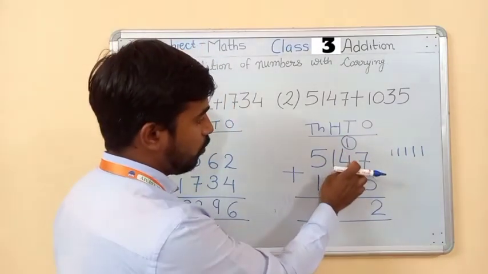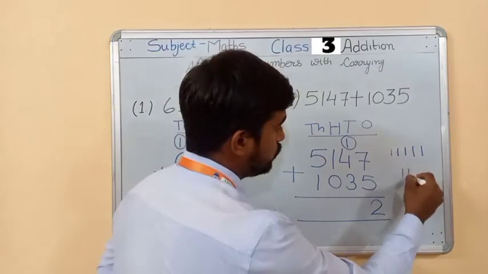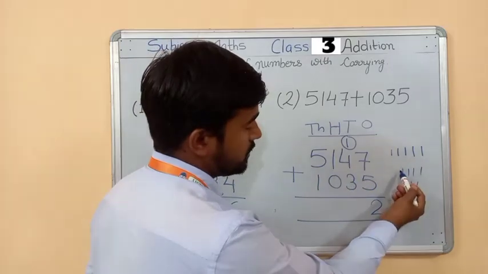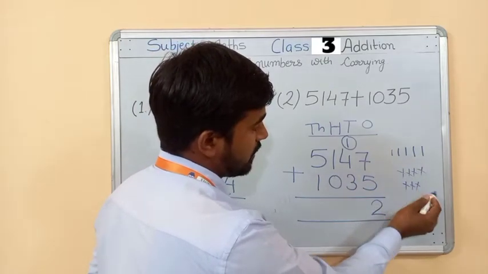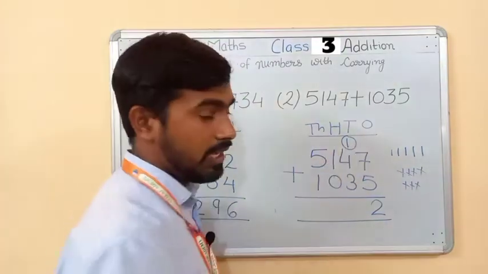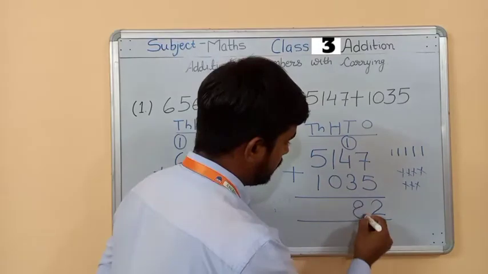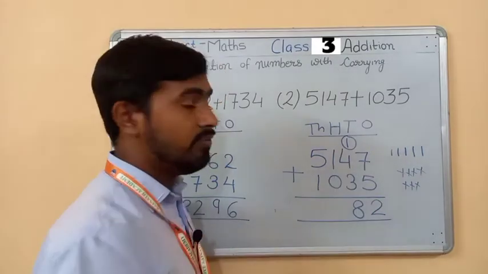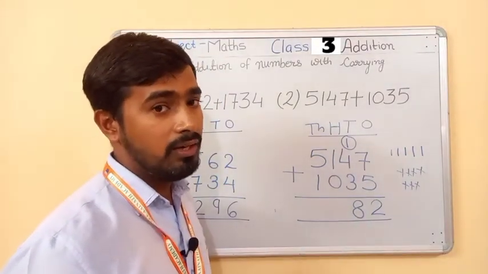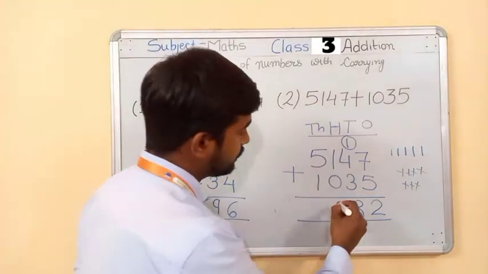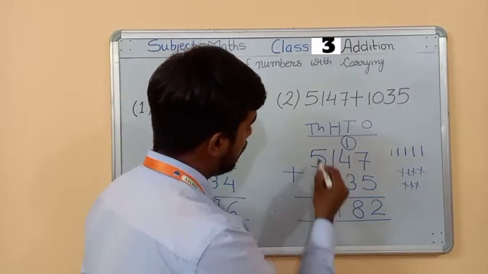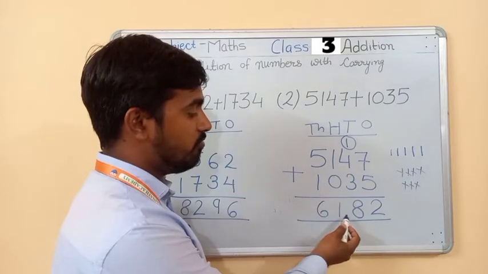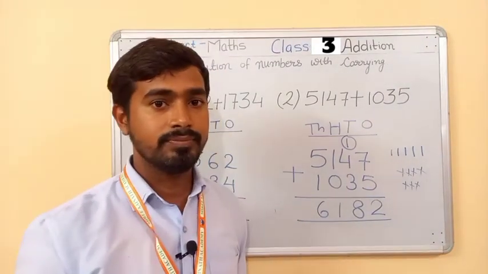Now 4 plus 3. How to add these numbers? I drew 4 lines, then drew 3 lines. Now add these lines: 1, 2, 3, 4, 5, 6, 7. 7 plus this carry is 8, write 8 here. Then 1 plus 0 is 1. Why? Because whenever we add 0 to any number, it stays the same number. Then 5 plus 1 is 6. So your answer is 6182.